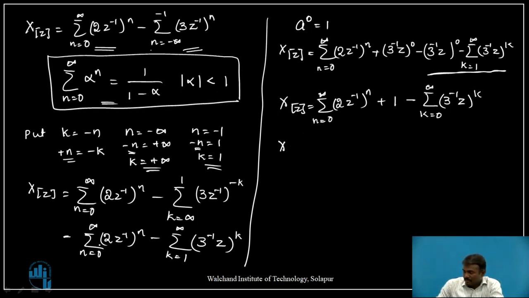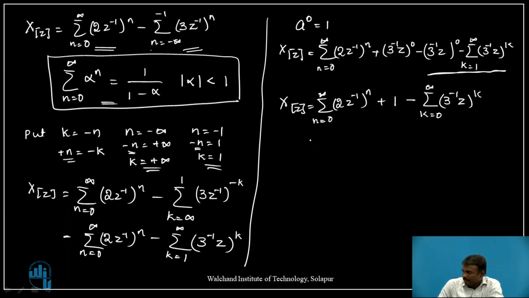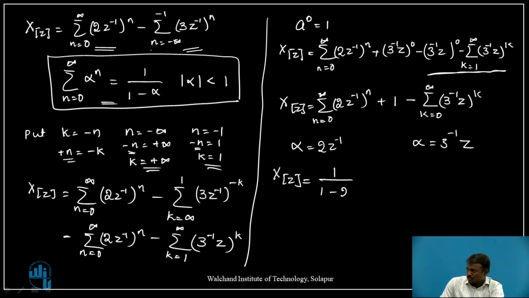Now we can use this infinite summation identity in both the summations here to simplify X of z. So in our example, in the first summation alpha is equal to 2z inverse, whereas in the second summation alpha is equal to 3 inverse z. So therefore X of z is equal to 1 divided by 1 minus 2z inverse plus 1 minus 1 divided by 1 minus 3 inverse z here.